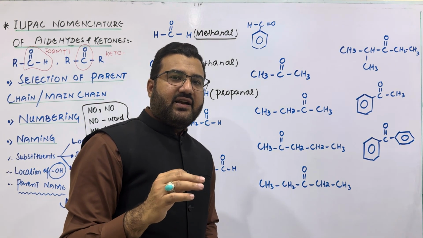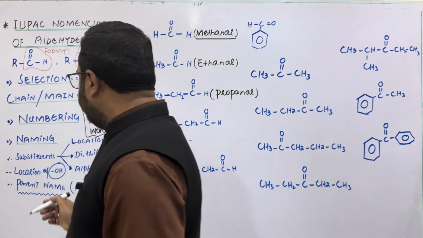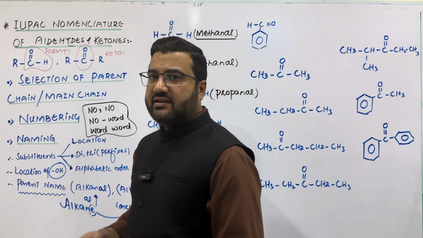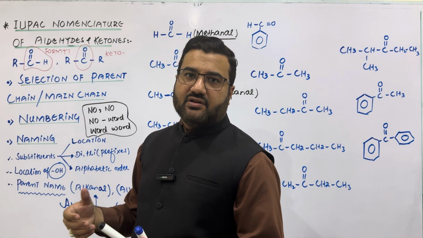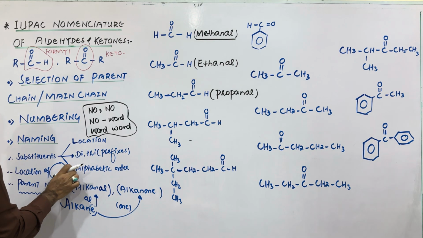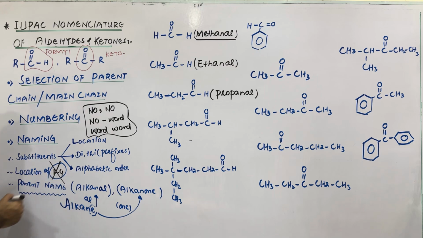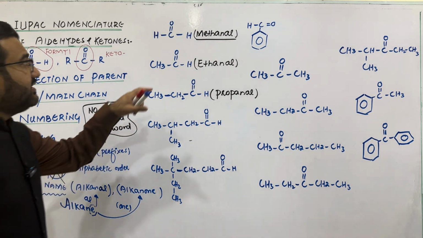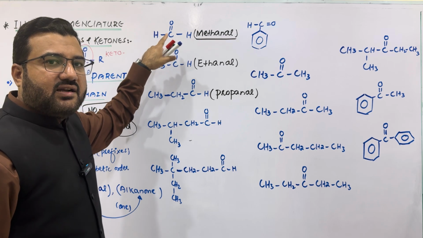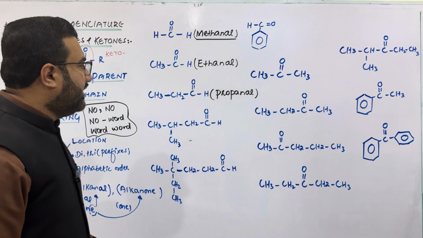In case of aldehydes, a very important point, my dear students, listen carefully. In case of aldehydes, there is no need to mention the location of the functional group, just like in case of alcohols or any other class, where we mention the location of the functional group. Why? Because the functional group is always present at the terminal of the chain, and the carbon of the functional group always gets number 1 in the numbering.